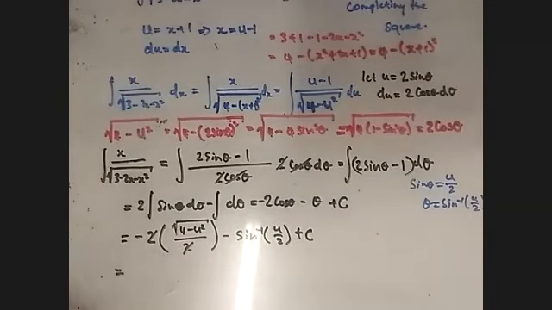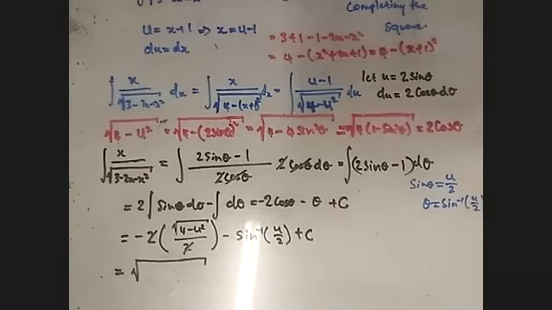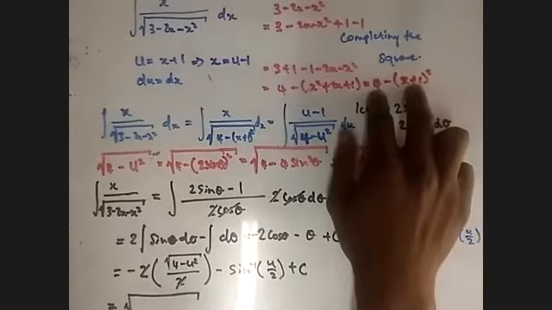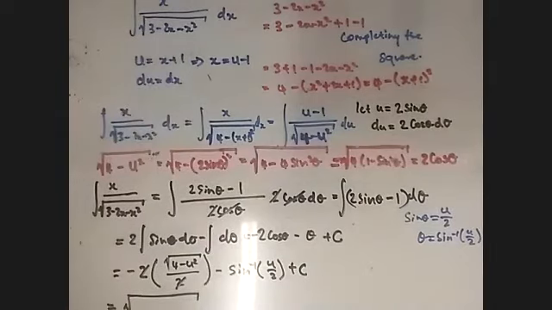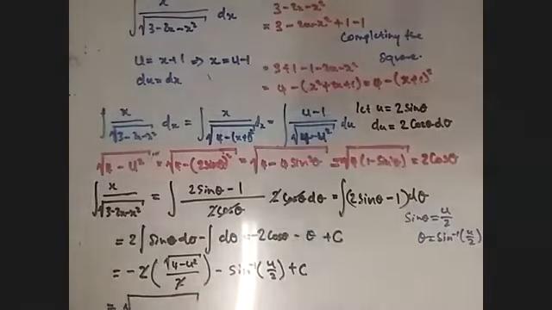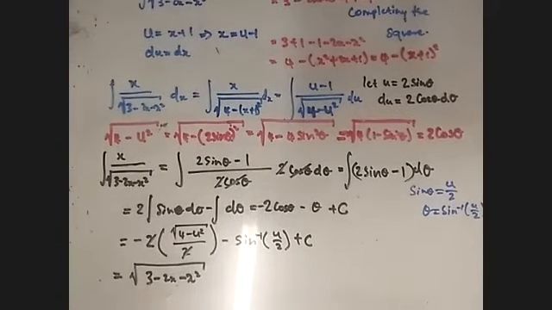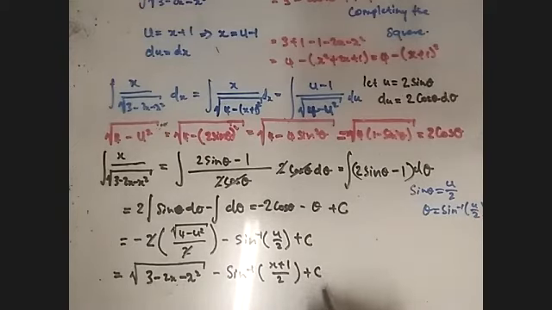Now this is the part that becomes interesting. Our initial problem was with respect to x, which means our final answer should be with respect to x. If you remember clearly, we said that u is equal to x plus 1. So for me to bring this back, 4 minus u squared is the same thing as 3 minus 2x minus x squared. Then minus arc sine of u, and our u is given as x plus 1 over 2.